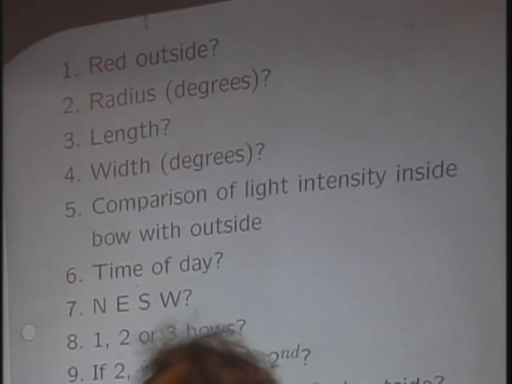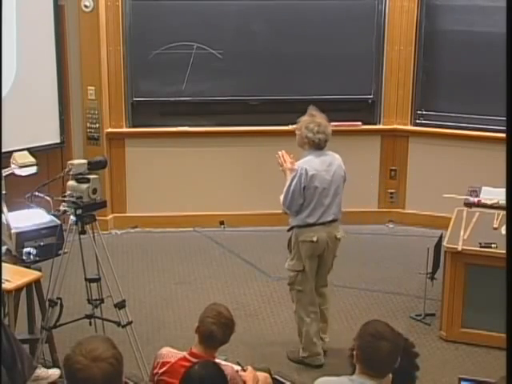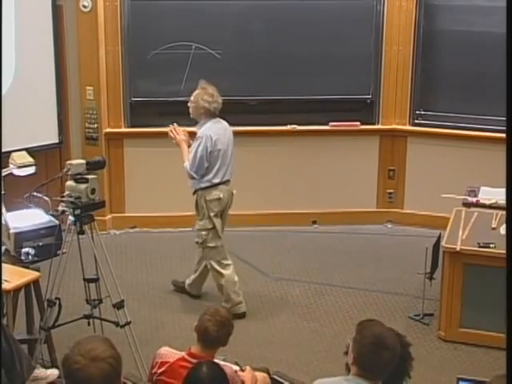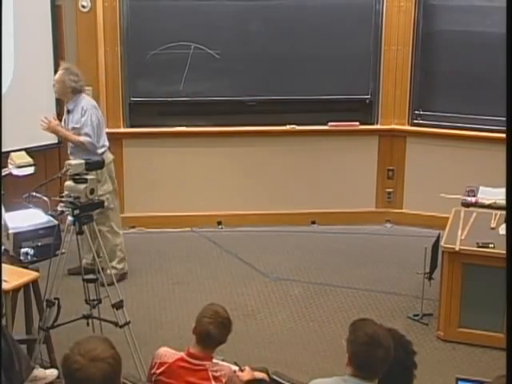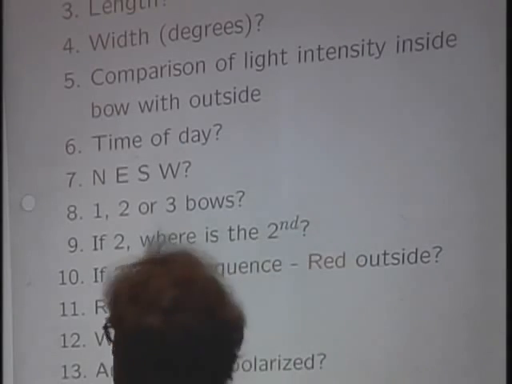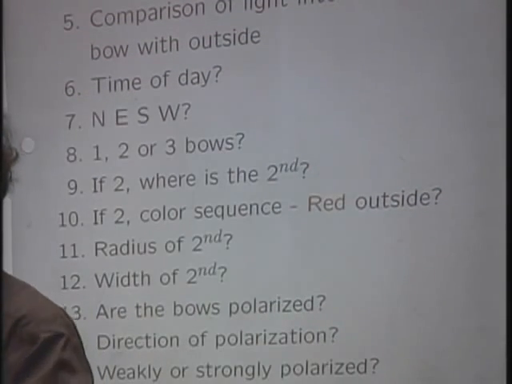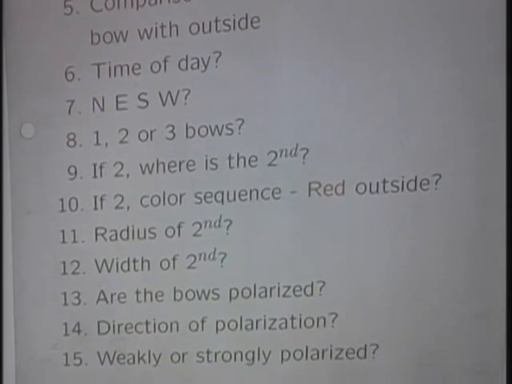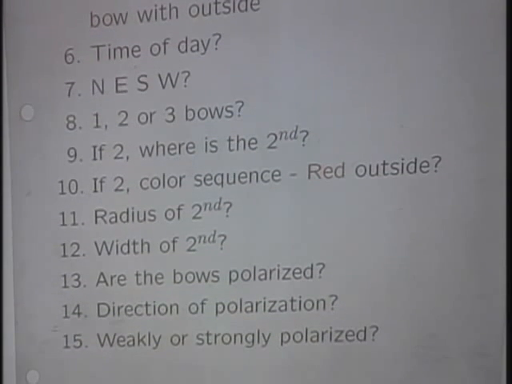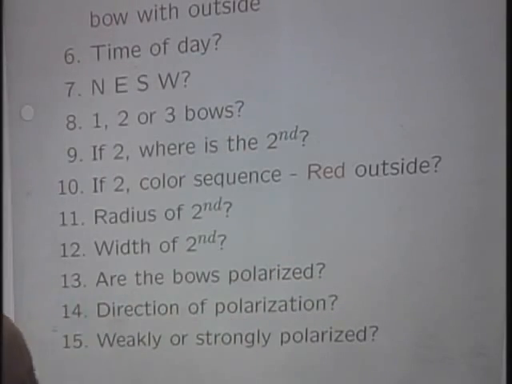Are there more than one bow? And yes, I already answered that for you. There really is a secondary bow. And then the question is, what is the color sequence of that second bow? And where do you have to look for it? What is its radius? And what is its width? And then comes a question that all of you can answer because of my problem set number 10. There was a problem 10-4, which addressed the issue, are the bows polarized? And then, what is the direction of polarization? And is the polarization weak or is the polarization strong?